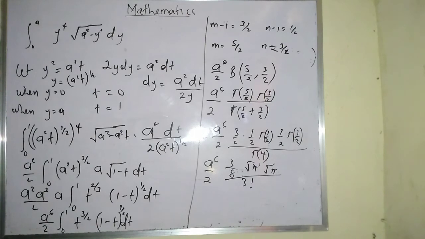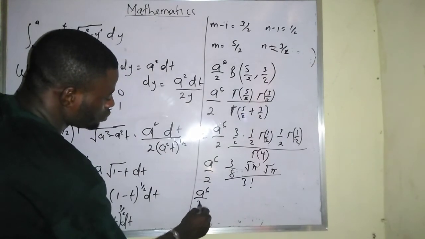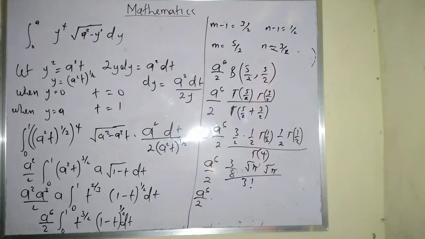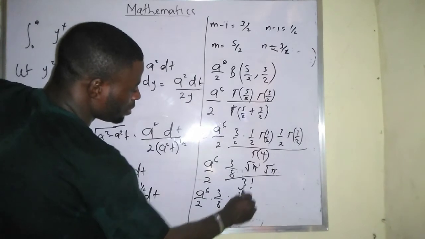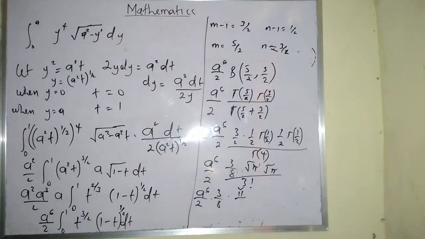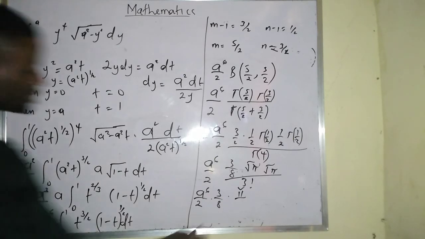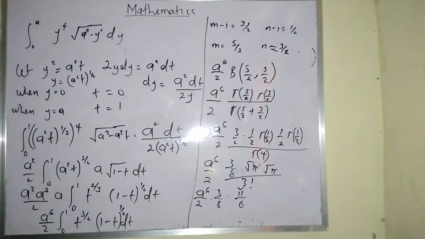Now, since I have 3 factorial, I will be having a raised to power 6 all over 2 dot of 3 all over 8 of pi divided by, what is my 3 factorial? This is 3 times 2, 6 times 1, that will be 6.